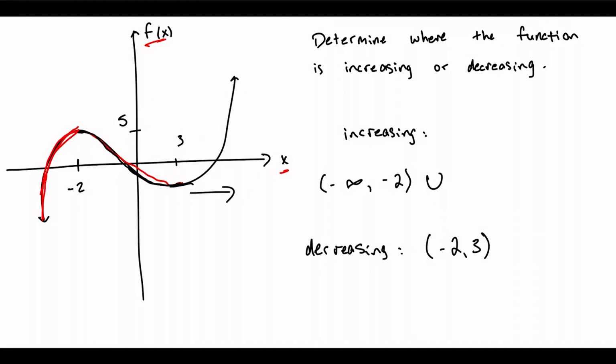And then at 3, the slope is 0 again, but then it increases until infinity. So it'd be 3 to infinity. Simple as that, and that's all we have for this one.